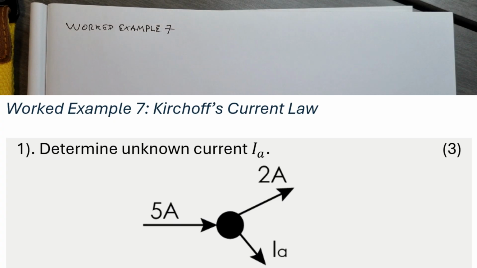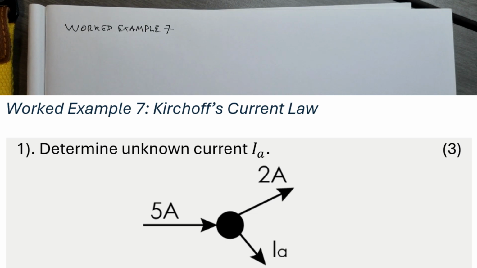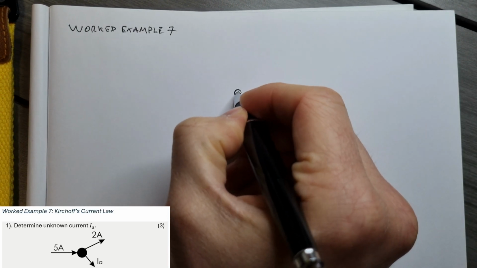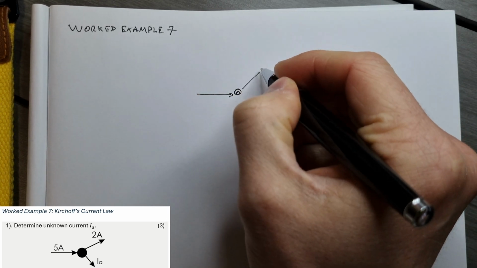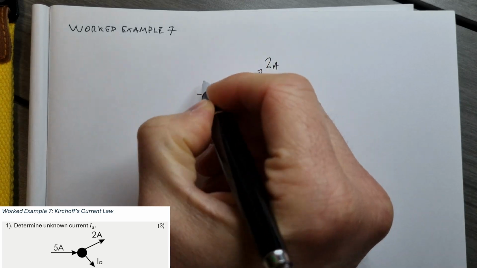Worked example 7, Kirchhoff's Current Law. Question 1, determine the unknown current. We have a node with some known currents coming in and some known currents coming out and an unknown.